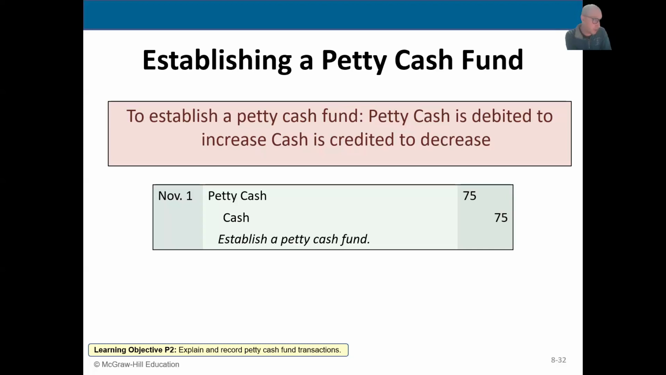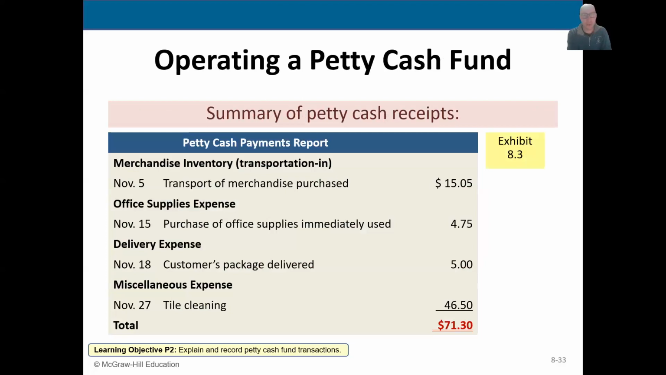So we debit petty cash and credit cash. Now, throughout the month of November, we had a couple of small expenditures. All right. On November 5th, somebody had to drive and go pick up merchandise. Cost $15.05. We had to purchase office supplies for immediate use.